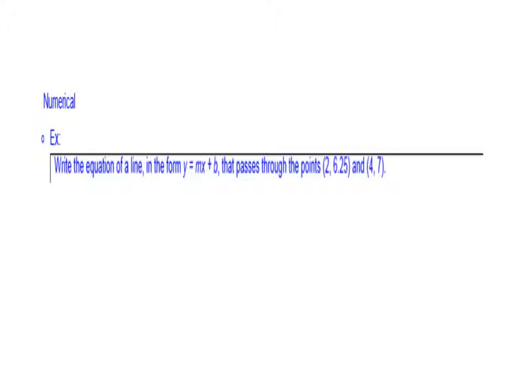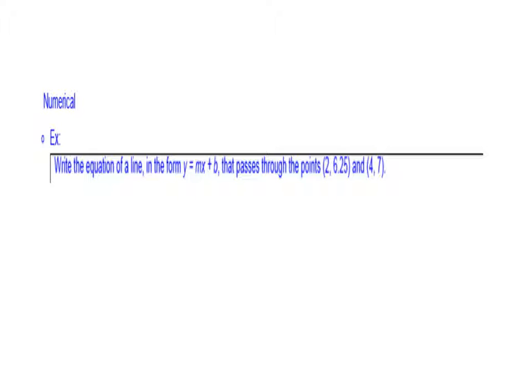So in this particular example, we're looking at numerical. We've already taken a look at what it looked like if they gave us a sentence or verbal representation. In this particular example, they're going to give us a numerical representation. So they tell us that we got 2 points, (2, 6.25) and (4, 7), and they ask us to write an equation.